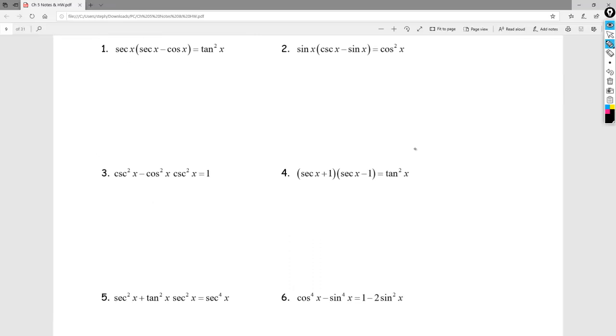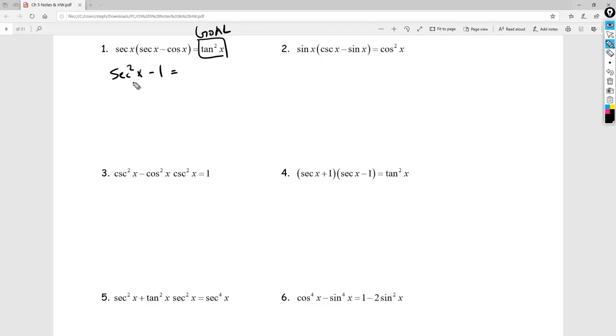So the first step that I'm going to do is pick a side to be my goal, and again, typically I will pick the side with less stuff. So in this case, tangent squared is going to be my goal, and on the left I see I have secant times secant minus cosine of x. Okay, so we can rewrite everything in terms of sine and cosine. That's usually the first thing that I would do, but I see that if I multiply secant in, I'll end up with secant squared minus secant times cosine, which is 1. So that's a good thing.